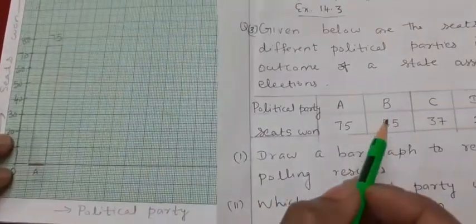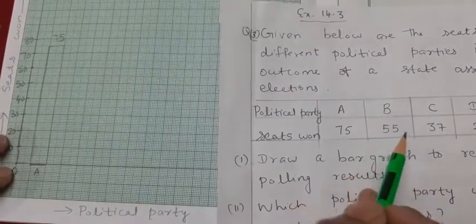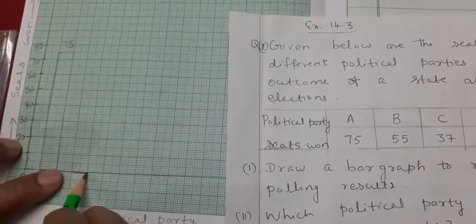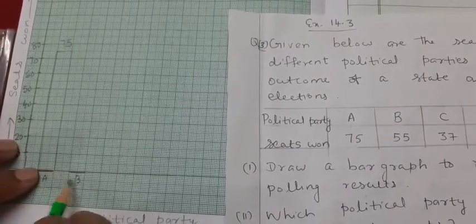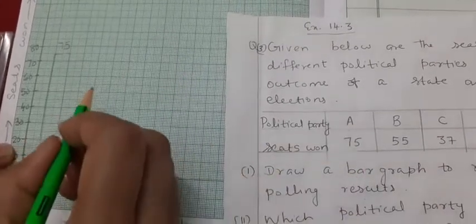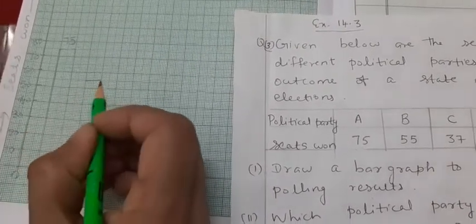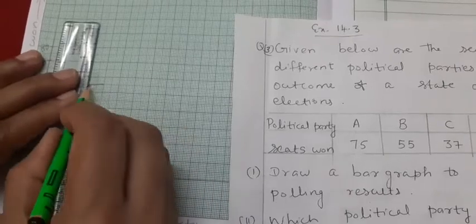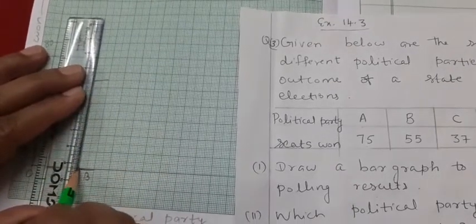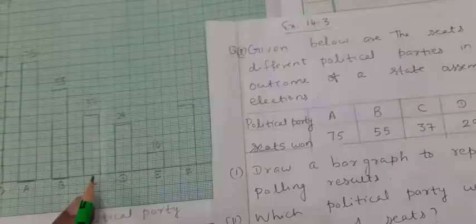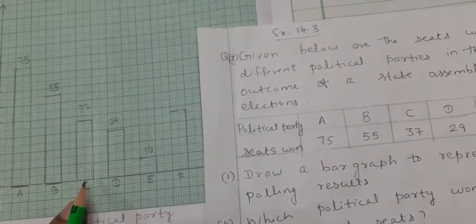75. Next, political party B won 55 seats. So next rectangle we will start from here, that is political party B. Height will be 55. This is 50 and this is 55. So like that we can draw other rectangles also.